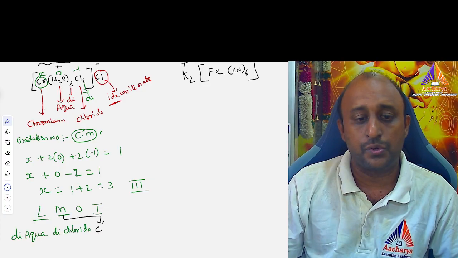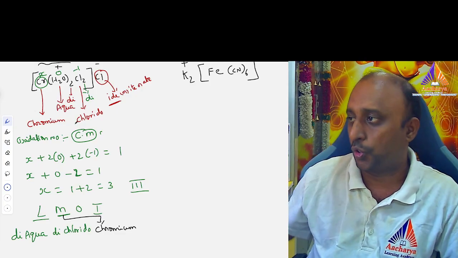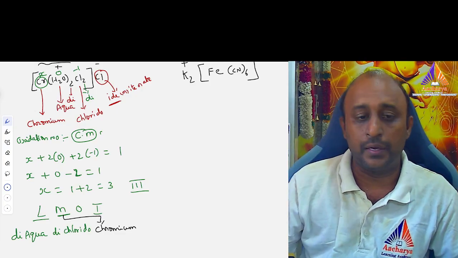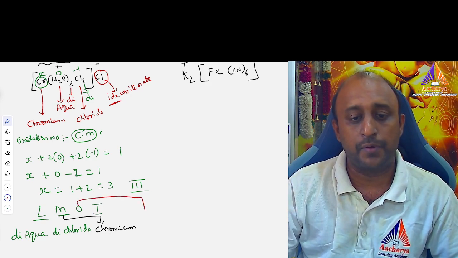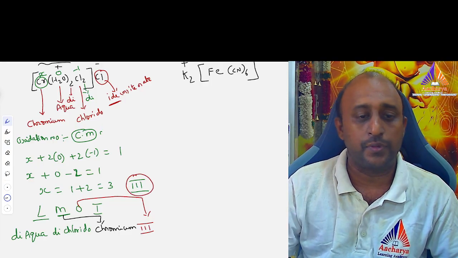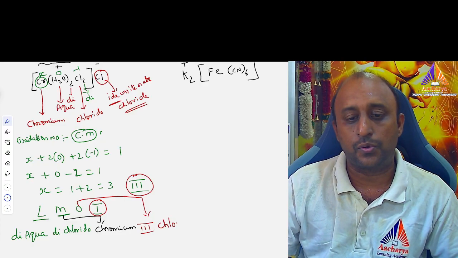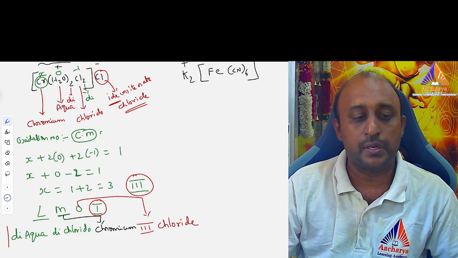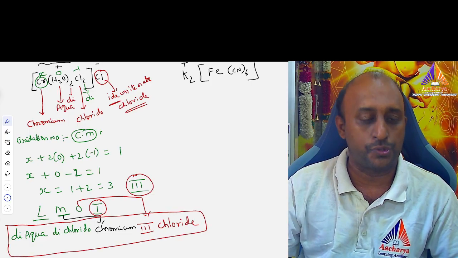Who is the metal here? The central metal atom is chromium. And what is the oxidation number? Here the oxidation number is Roman numeral III; you already got it, and I'm writing the same thing here. And coming to the ionization sphere, outside the bracket, we already said we need to name it as chloride. So this is the way you name case 1 type questions.